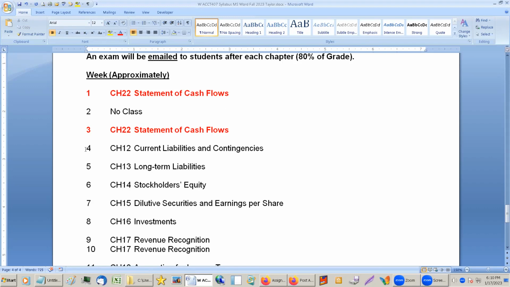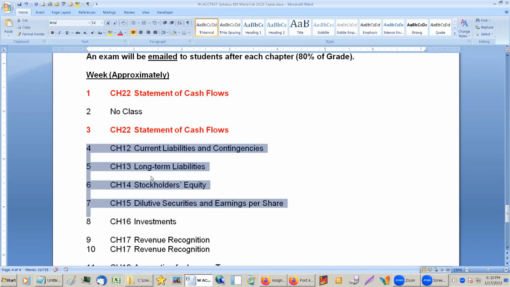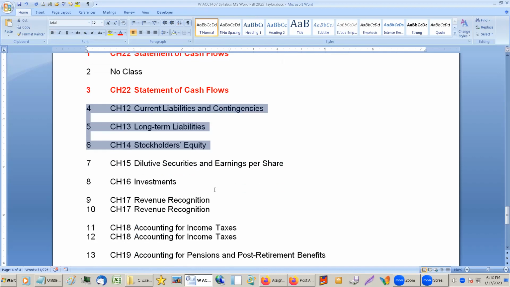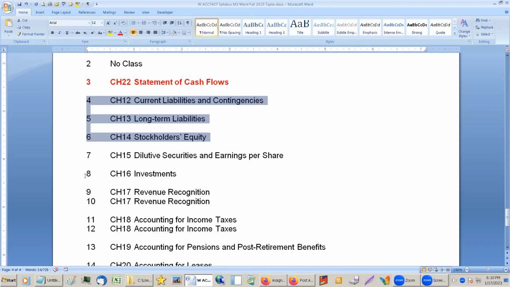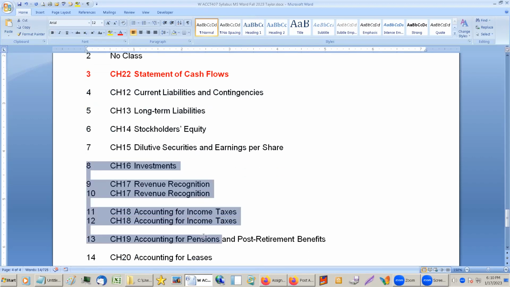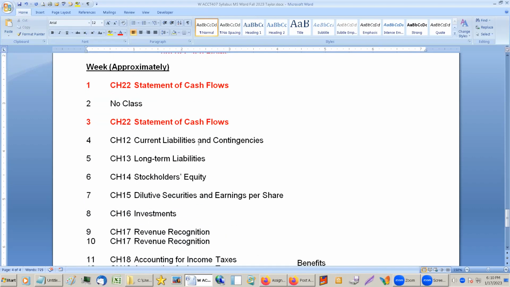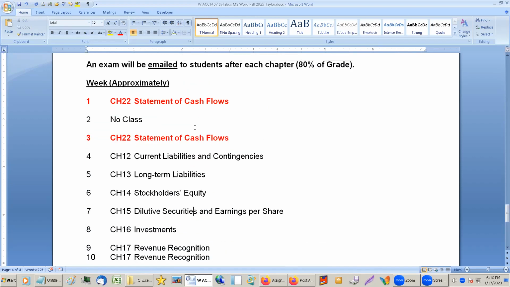The first couple ones here are not too crazy, and then starting about halfway through, we get into the wacky stuff. But anyway, statement of cash flows, we're going to do that first. And I will get a corrected one sent out for that.